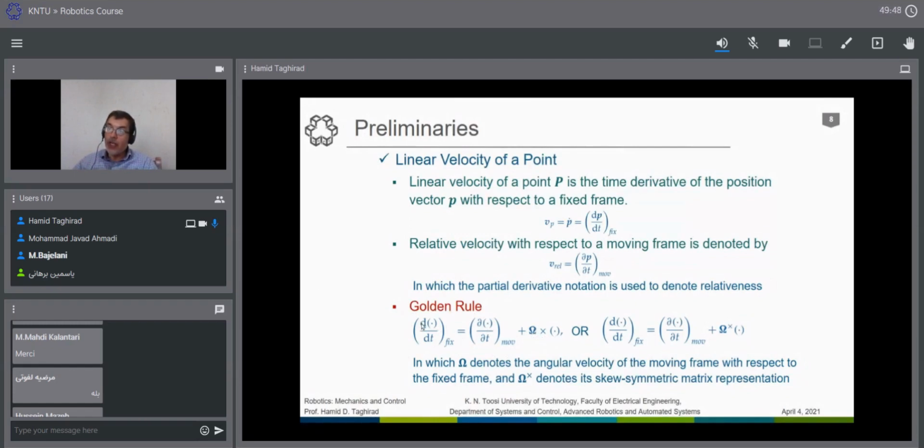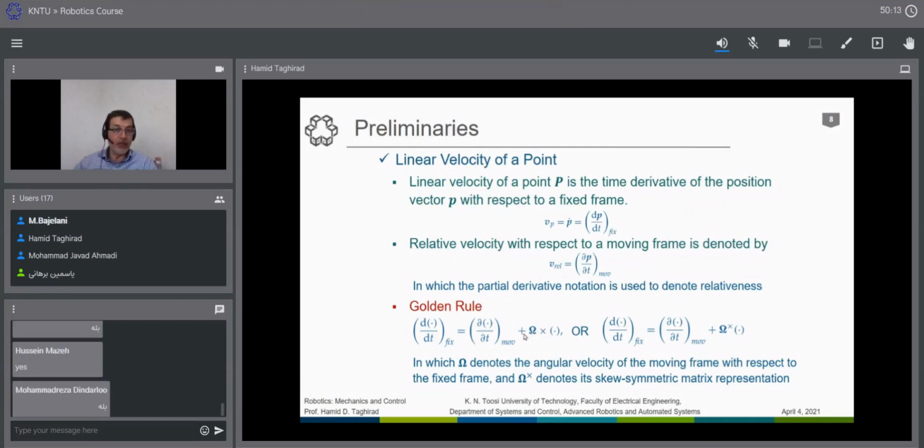For example, dp, the position with respect to dt, is partial of p with respect to t plus omega cross p, the same position p. And this is a vector notation, and we have a cross multiplication here that you are familiar with.